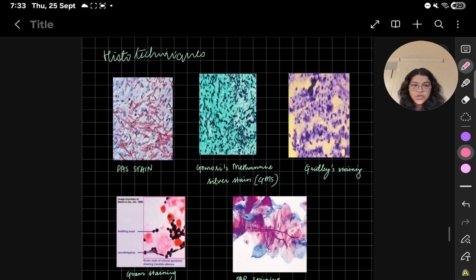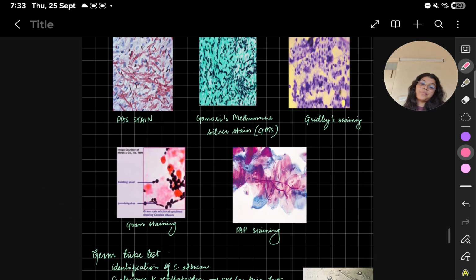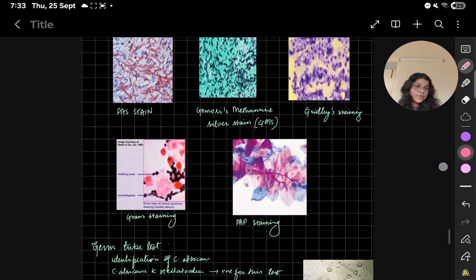Now we come to histotechniques. You can do PAS staining, Gomori's methenamine silver stain, Gridley staining, Gram staining and PAP staining. This is how they look.